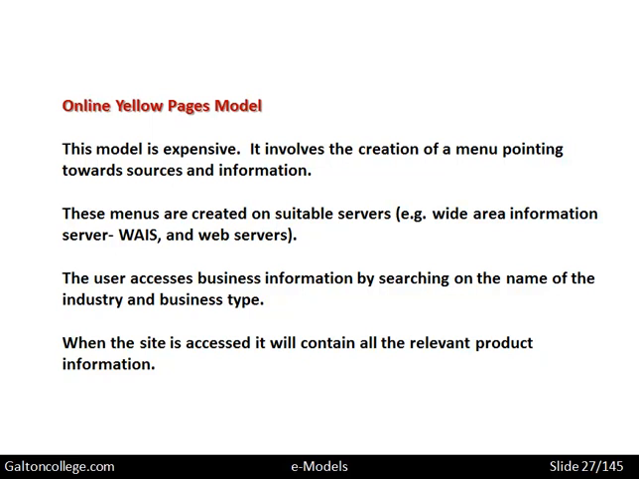When the site is accessed, it will contain all the relevant product information. So it's an efficient way for people who want to search to find the information. But having said all of that, with modern day search facilities such as Google, for example, it's not that onerous to try and find a list of products by simply searching using Google. So this model is under threat from more sophisticated web browsers and search facilities offered by the more mainstream search engines.